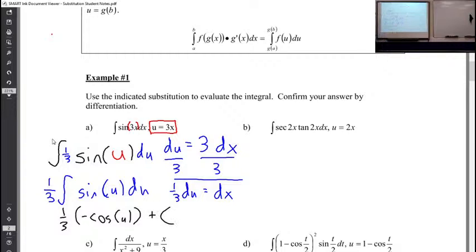Plus c. And so that's going to equal negative 1/3 times the cosine of, now we're going to put it back in so that we have it in terms of x again instead of in terms of u. Cosine of 3x plus c. So we'll put our inside function back in again now that we don't have the chain rule to worry about and think about.